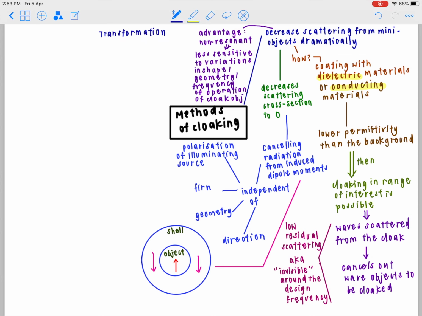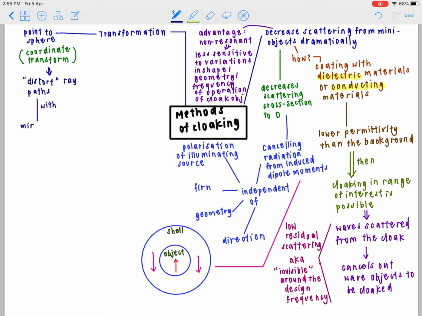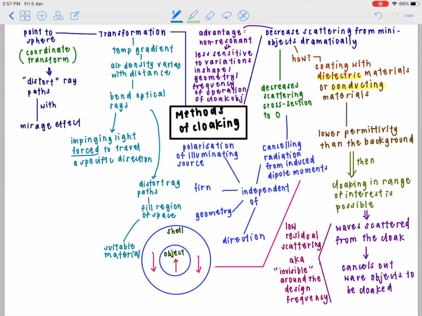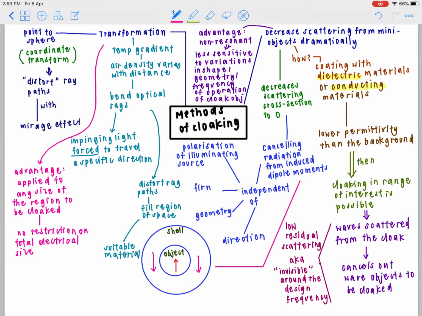The next method would be transformation from point to sphere. It is a coordinate transform, which is basically a distortion of ray paths, like the mirage effect, which is similar to that of ray refraction. It also makes use of a temperature gradient, which is affected by air density, which varies with distance. This bends optical rays. This forces impinging light to travel along a specific direction, which distorts ray paths to fill a given region of space by suitably designing a material. This method is actually superior to the first method because it can be applied to any size of region to be cloaked without restrictions on its total electrical size and on its geometry.